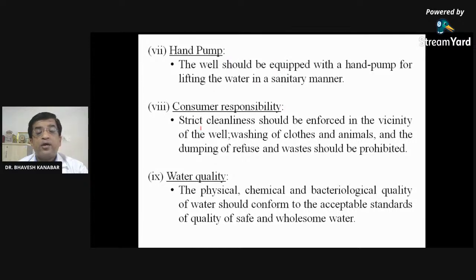Consumer responsibility: it is the responsibility of the public to maintain the cleanliness of the well. So washing of clothes, washing and bathing of animals, and dumping of refuse and waste should be prohibited around the well. Some people wash clothes, as we usually see in the villages, but it should not be allowed.